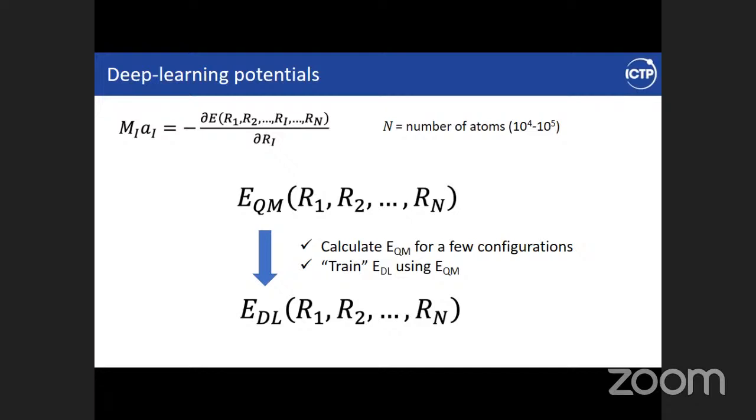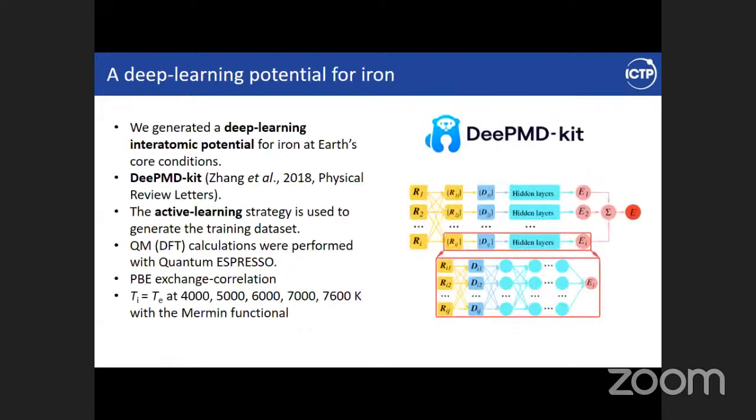Well, that's exactly what machine learning does, right? Machine learning gives you a result out of a large number of input parameters. So what we do is calculate the quantum mechanical energy on a few configurations, expensive but doable, and then we train the deep learning potential on those configurations, which we then use in molecular dynamics for our simulations. In fact, it's a bit more complicated than that, because there are a number of additional strategies one has to be careful about. For example, one needs to use active learning. Active learning means that the machine learning part informs the quantum mechanical part by suggesting configurations for the training set.